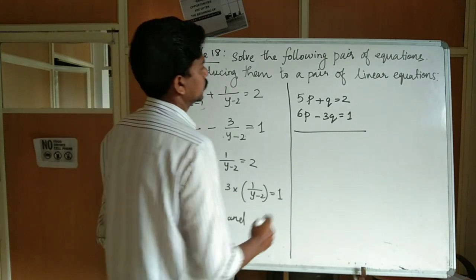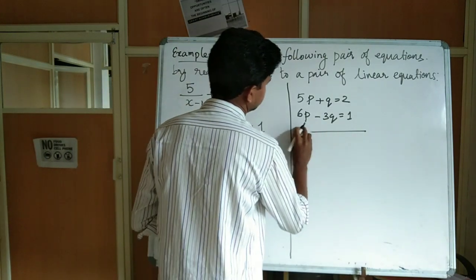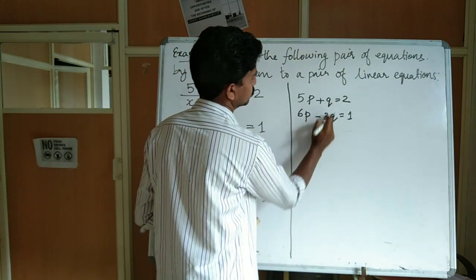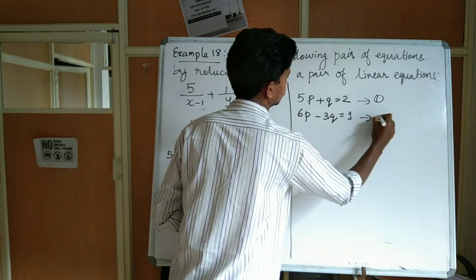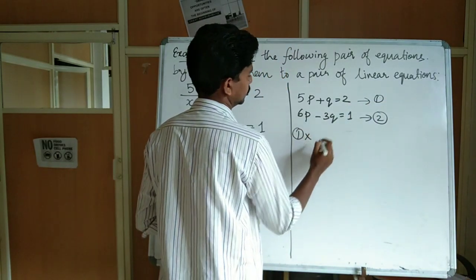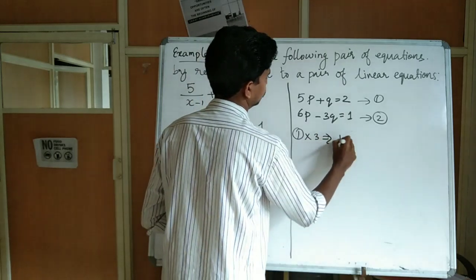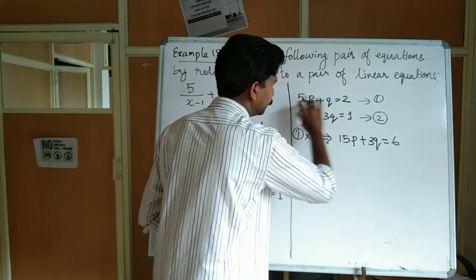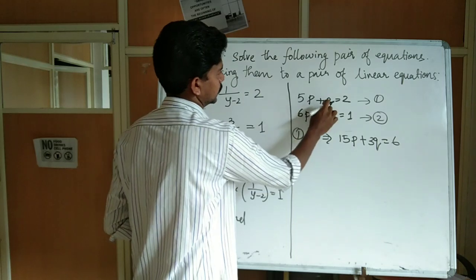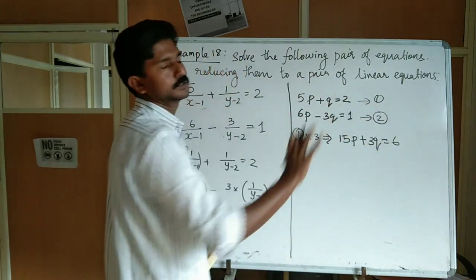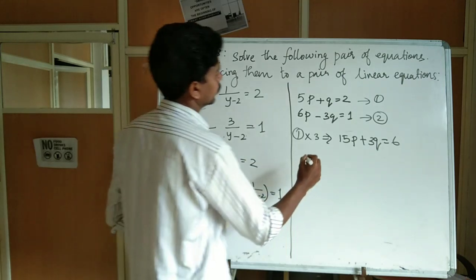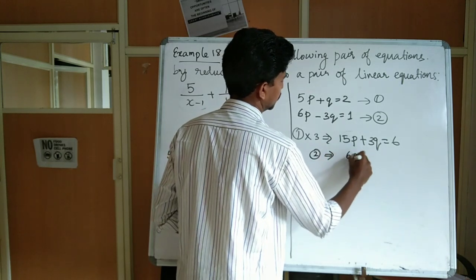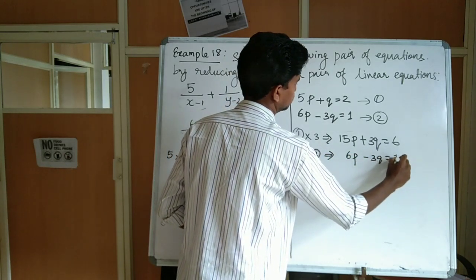Now we can use any method to eliminate. It is easy to eliminate here. When we multiply by 3, these two will be equal. This is equation 1 and this is equation 2. Equation 1 I am going to multiply by 3. So we get 15p plus 3q is equal to 6. Everything we should multiply: first term, second term, third term, left and right, all the numbers by the same number. And equation 2 we can write as it is, 6p minus 3q is equal to 1.